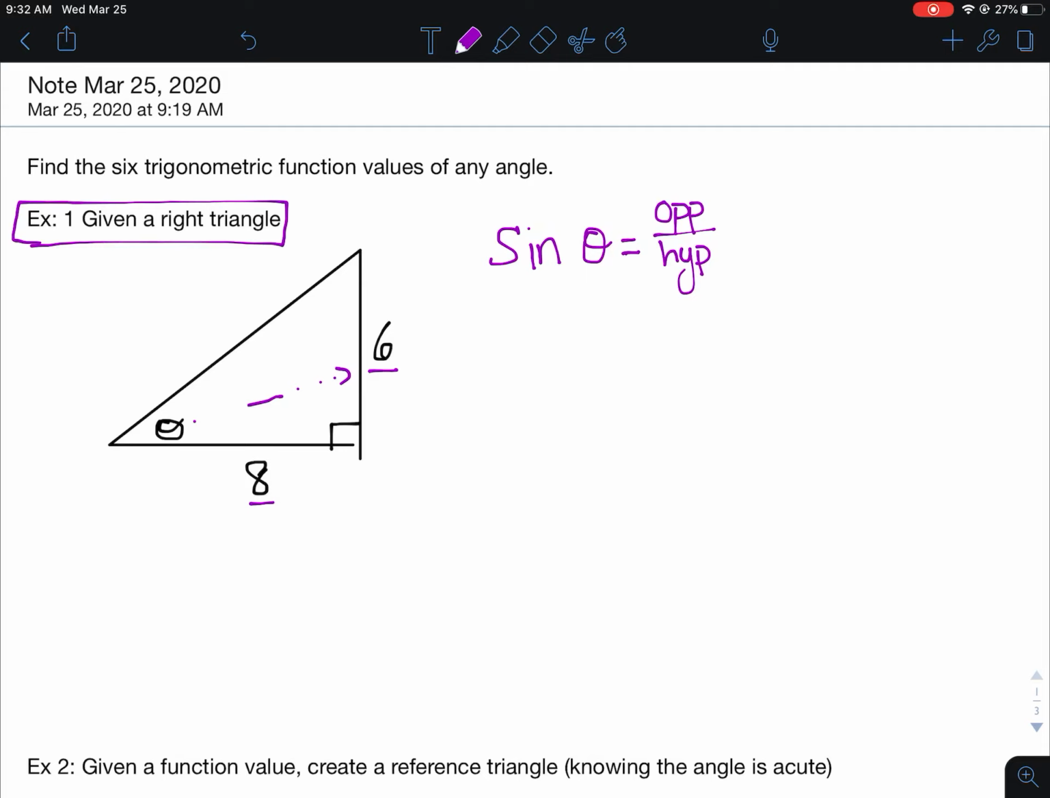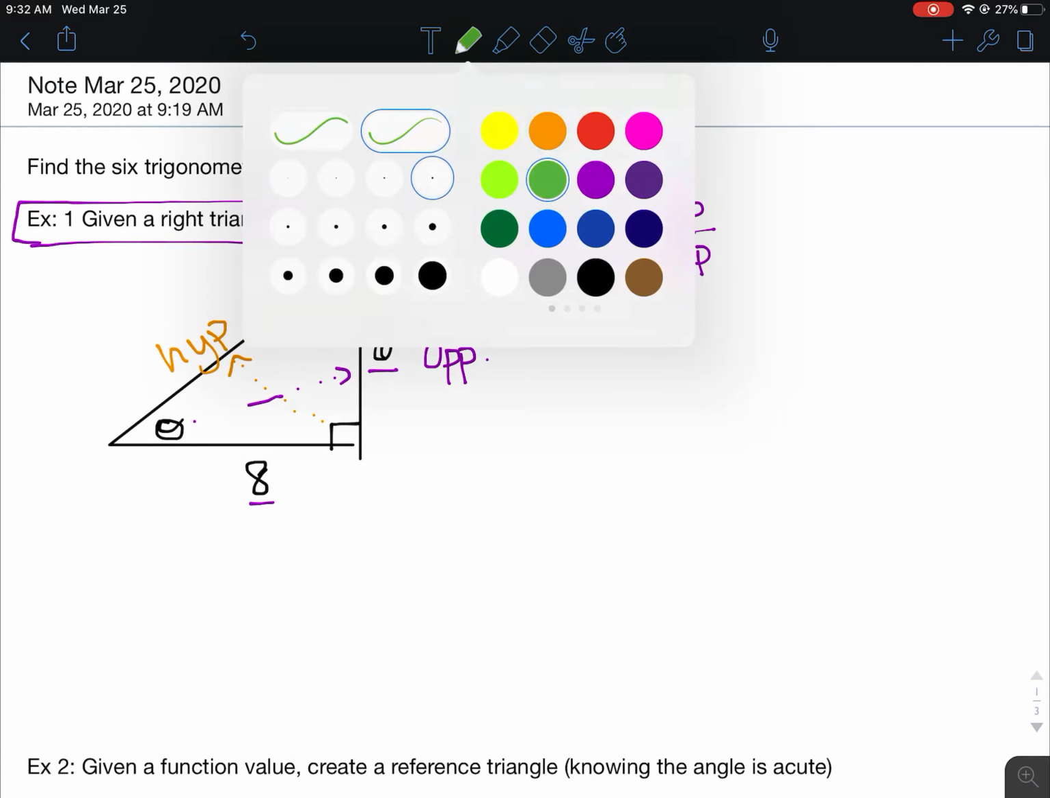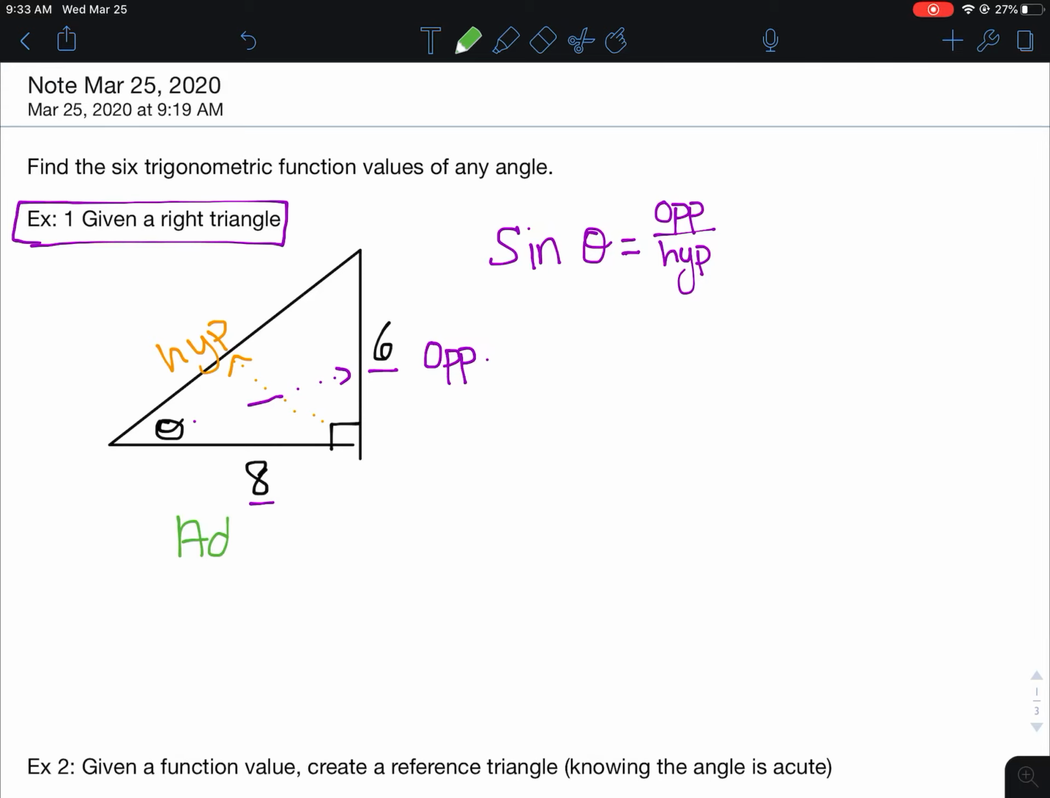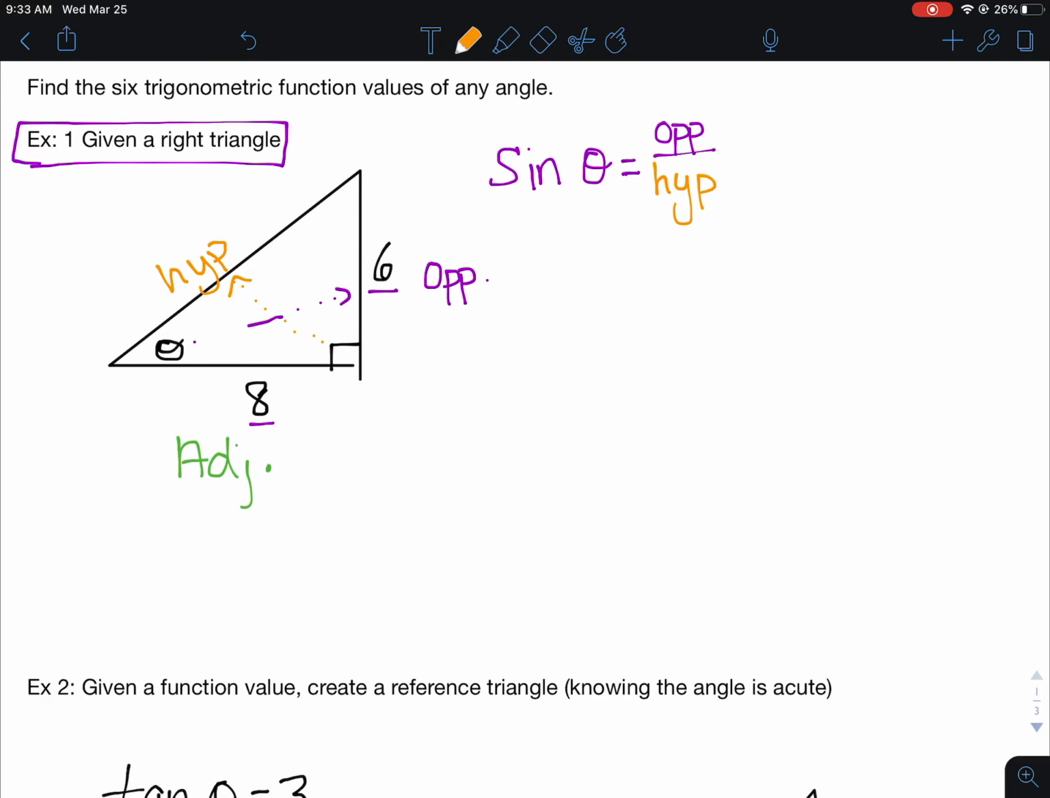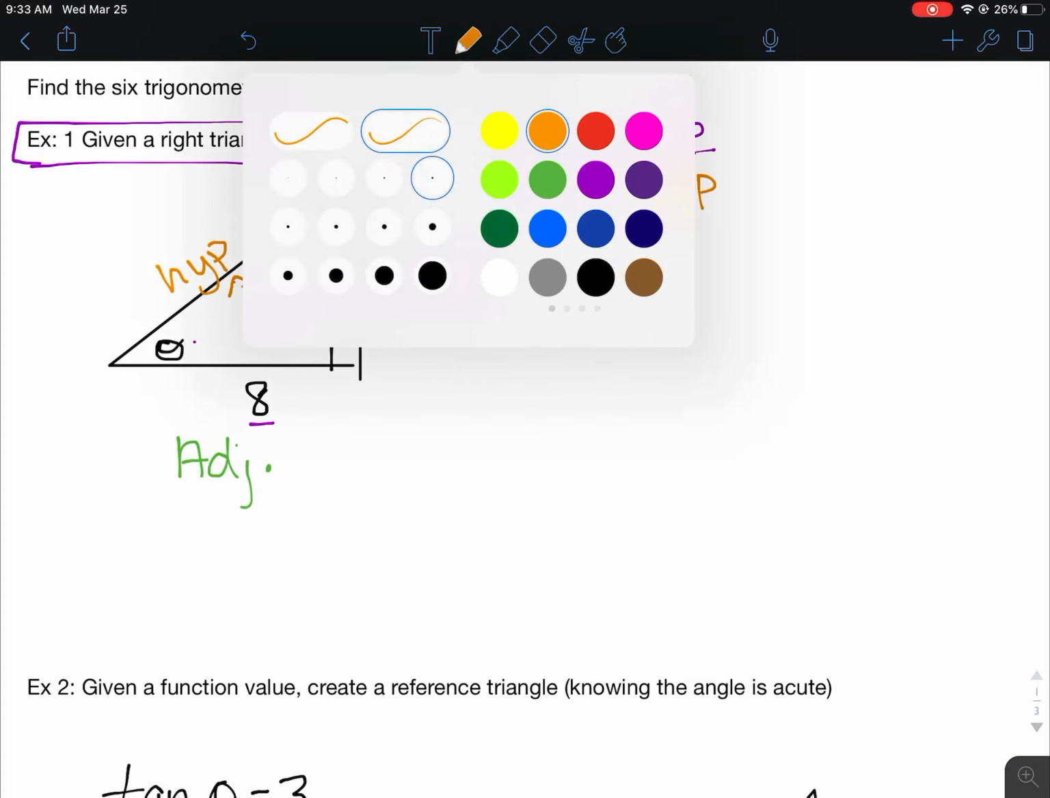All right. So from theta, 6 would be the opposite side. The hypotenuse is always across from the right angle. And then 8 would be the side that is adjacent. So when I look at this here, we're going to need to find both the opposite side and the hypotenuse to come up with the sine. Well, I don't have the hypotenuse yet, right? So if I'm going to find the hypotenuse, then I want to use what I know about right triangles, and I can use the Pythagorean theorem to find that third missing side.